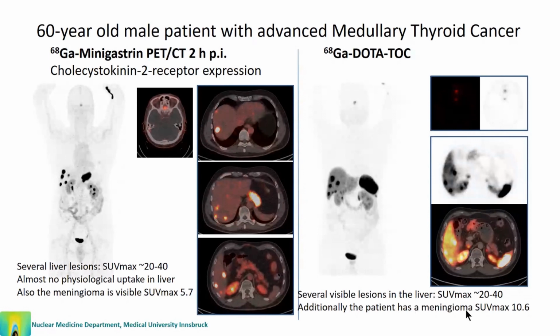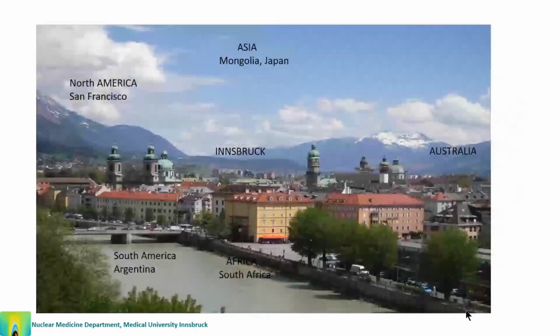So this uptake seems to be high, with SUV values of 20 to 40, which is high and probably enough for therapy of these patients in the future with a lutetium-labeled analog.